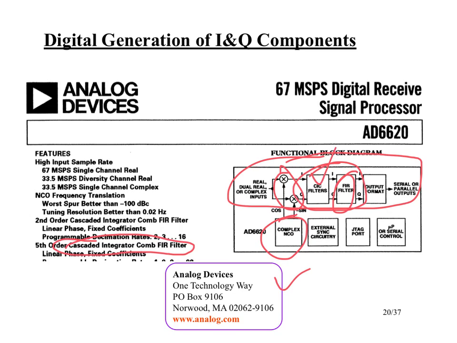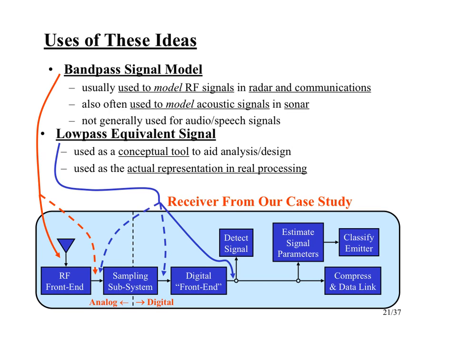Okay, so it's very straightforward to generate these things digitally, and there are chips available for doing that, and today probably even at much higher sample rates. So this is operating at 67 megasamples per second. But that was 16 years or so ago when I made these notes.